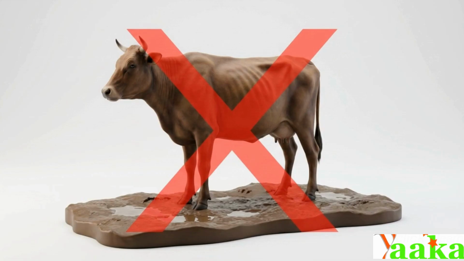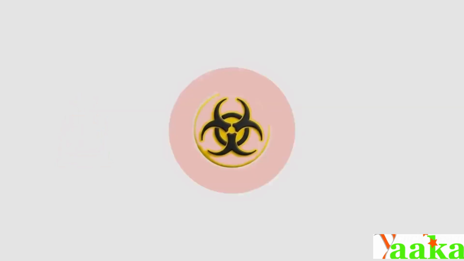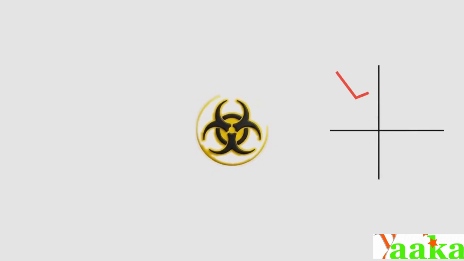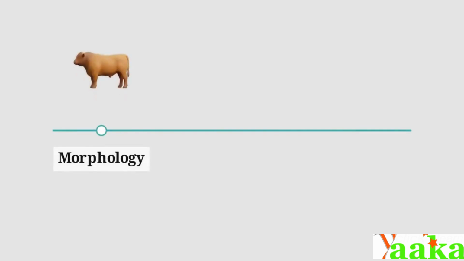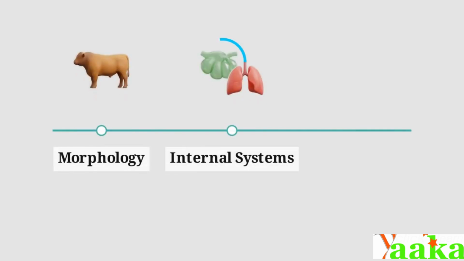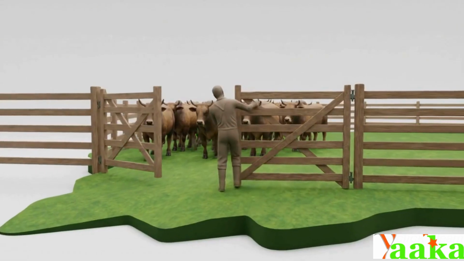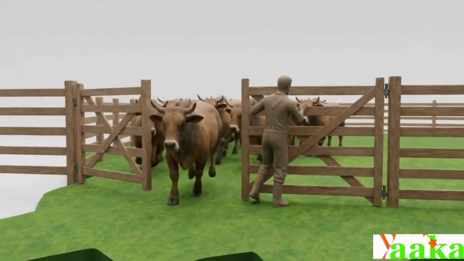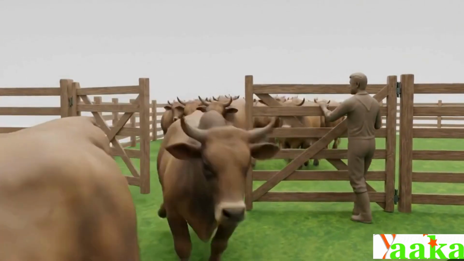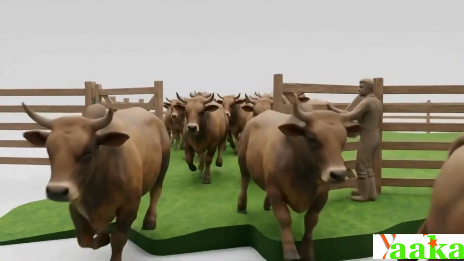Rearing an animal that is physiologically unsuited for a specific environment wastes feed, increases disease risk, and cripples the farm's overall economic yield. To master this evaluation, we will first examine external morphology. Then we will dissect the internal biological systems, and finally apply these concepts to a real-world field selection scenario. Visual assessment is the farmer's first line of defense against economic loss and the foundation for maximizing agricultural output.